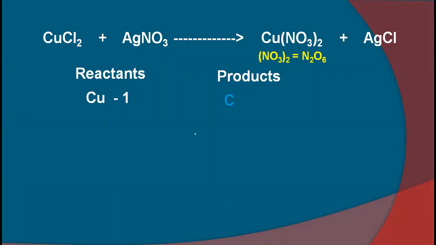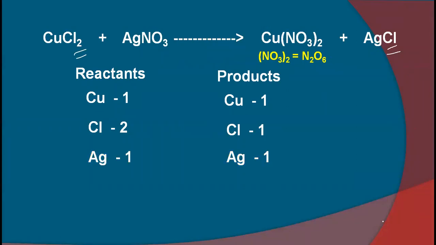On the reactant side, we have 1 copper, and on the product side, we have 1 copper. Fine. On the reactant side, we have 2 chlorine atoms, whereas on the product side, we have only 1 chlorine atom. So the number of chlorine atoms is unequal. We have 1 silver on each side, so silver atoms are equal. On the reactant side, we have 1 nitrogen atom, and on the product side, 2 nitrogen atoms. We have 3 oxygen atoms on the reactant side, and 3 twos, or 6, oxygen atoms on the product side.